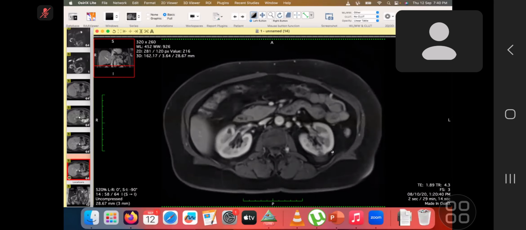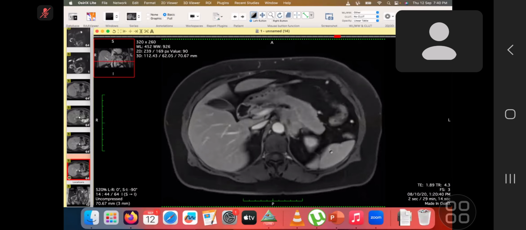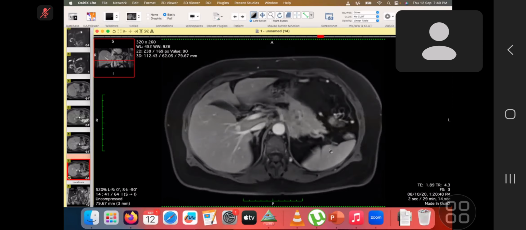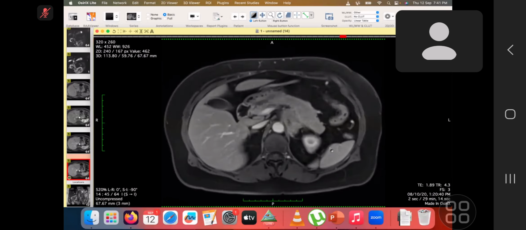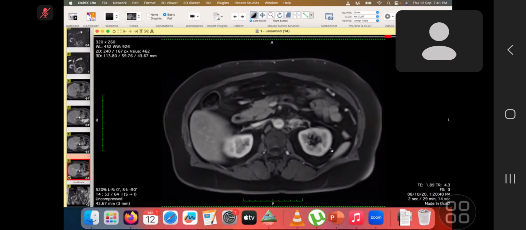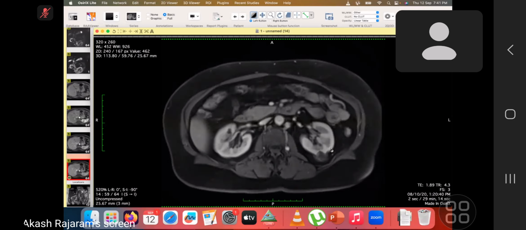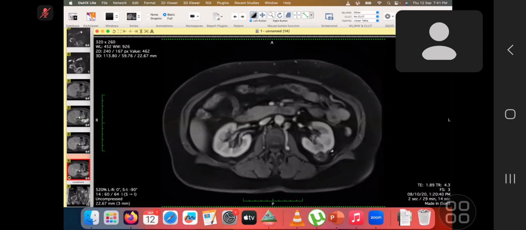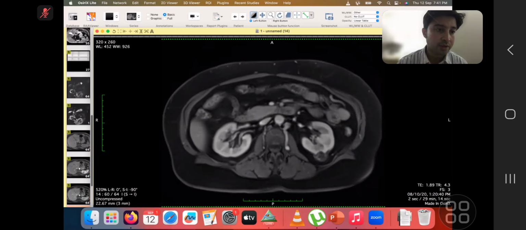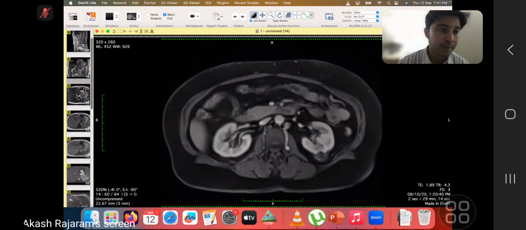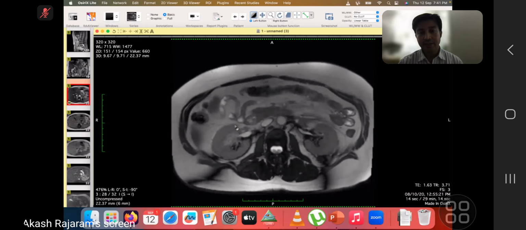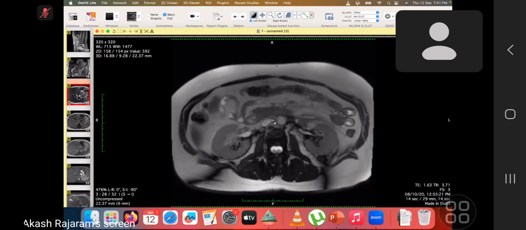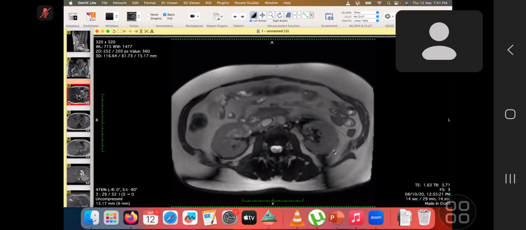And I can appreciate this renal lesion. I would confirm if this is a simple cyst, or I would correlate with the T2 images, if this is a simple cyst or an enhancement. Yeah, let me show you the T2 images. Yeah, these are T2. So in T2, this is not a fluid signal lesion.